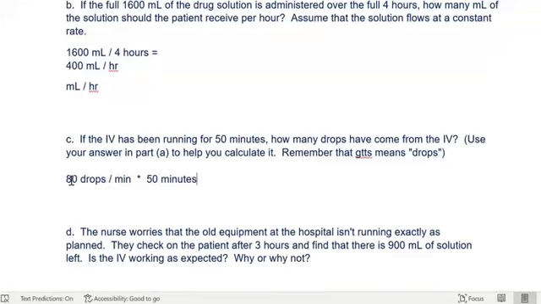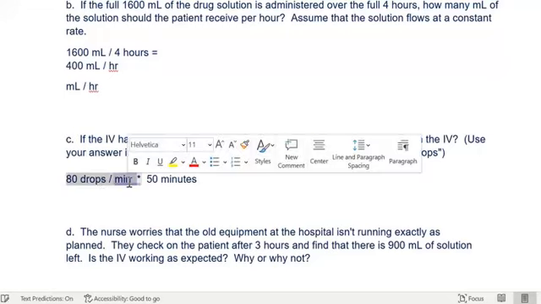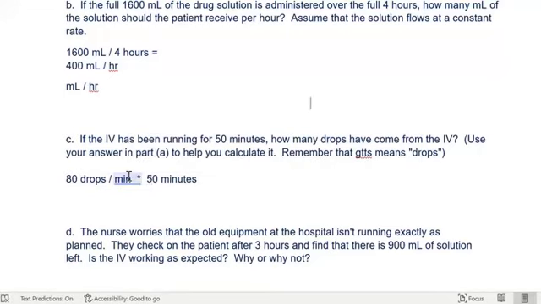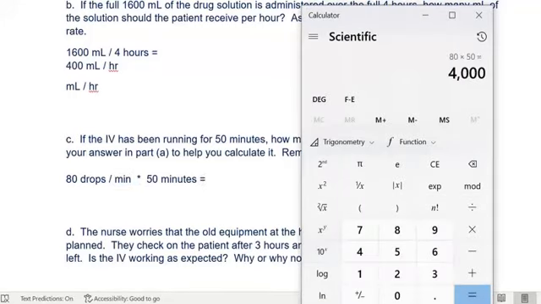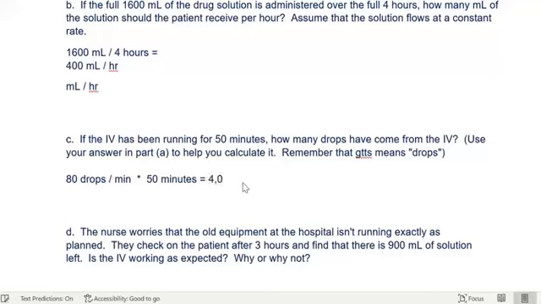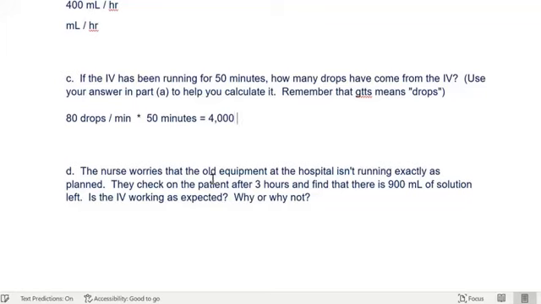Okay, so we got 80 drops per minute from part A. We're going to multiply that by 50 minutes. That way the minutes on bottom and the minutes up top cancel to tell us how many drops have been administered. That's 4,000 drops. Because minutes on bottom, minutes on top, those cancel out. 80 times 50 makes 4,000 drops.